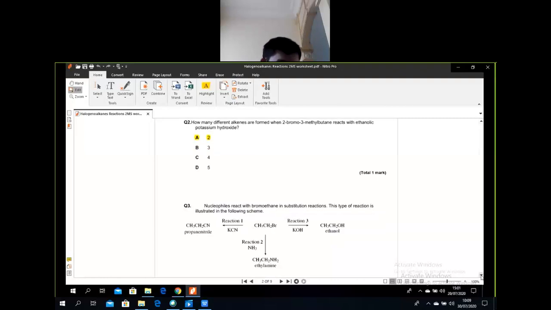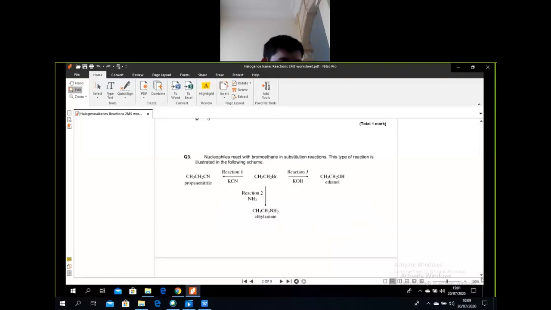Okay, now number 3, nucleophiles react with bromoethane in substitution reaction. This type of reaction is illustrated in the following scheme. So there is a halogenoalkane. Halogenoalkane undergoes reaction 1 to become propanenitrile. The reagent is KCN.